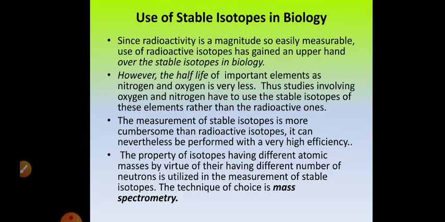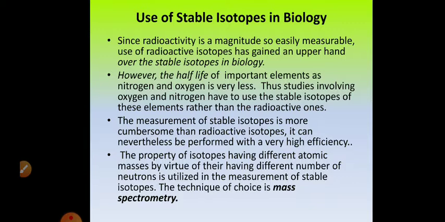Now, the property of isotopes having different atomic masses, because they have a different number of neutrons, is utilized in the measurement of stable isotopes. So how are we going to measure the stable isotopes? The technique most commonly used for measurement of stable isotopes is mass spectrometry. So today we are going to study measurement of stable isotopes by mass spectrometry.